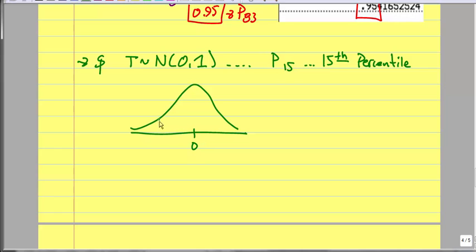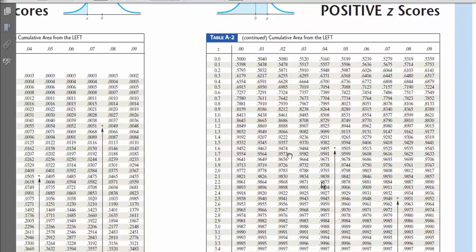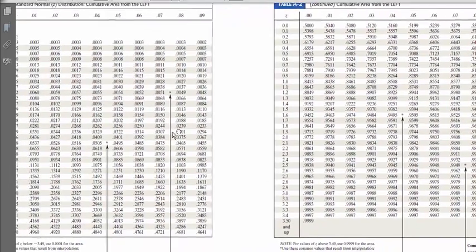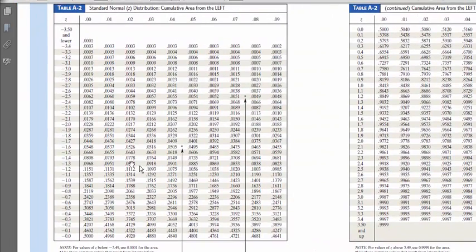So 15% to the left would have to be this much smaller area here. So this is 0.15. My larger area is up here at 0.85. But I don't really care about that. I just want to find this value, and this will give me P sub 15. So let's go ahead and go to our normal tables. 0.15 is going to be on the left because I'm below the mean, and I'm trying to get as close as I can.